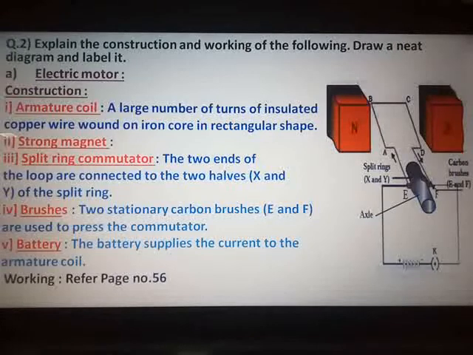Now while drawing the diagram of the electric motor, be very careful. Your labelings should be armature coil, then you have to show the magnets, then brushes, split rings, and very important is battery. If battery is not shown, then you will get a 0 for the diagram of the electric motor. Whereas exactly opposite in generator, if you show a battery in the generator, you will get a 0.